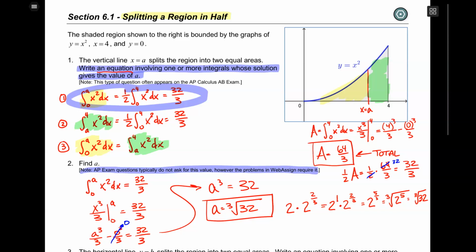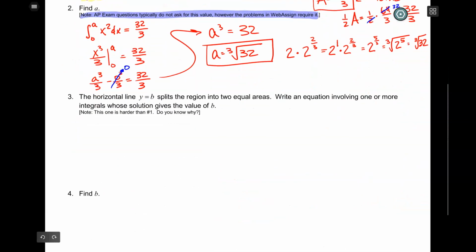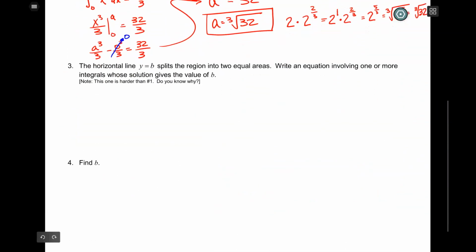Okay, now let's jump into part 3 of this problem. The horizontal line y equals b splits the region into 2 equal areas. Write an equation involving one or more integrals whose solution gives the value of b. Little note here for you. This one's harder than the first one, okay? And I'm going to sketch the graph here, and maybe that'll help illustrate why.